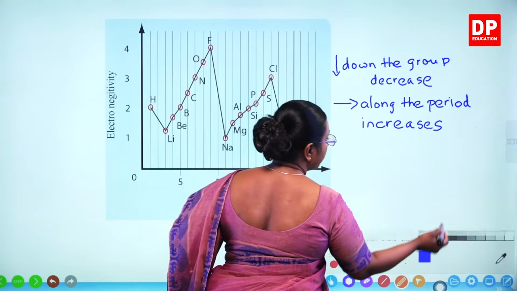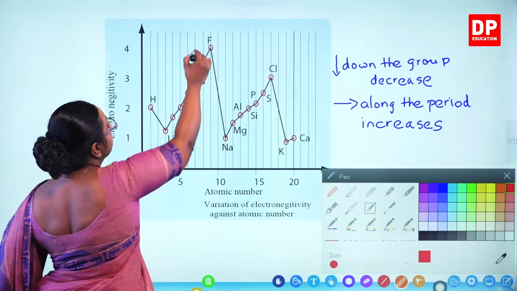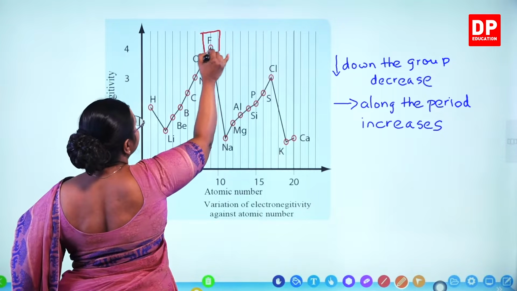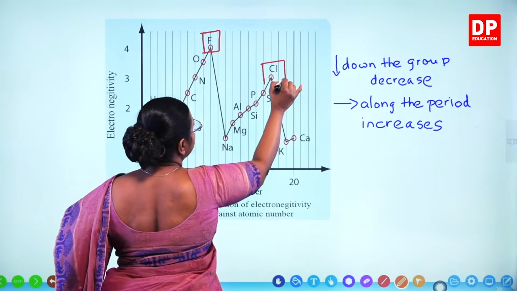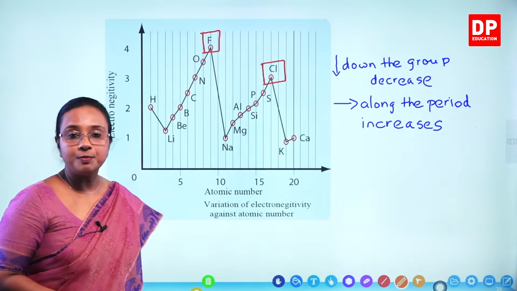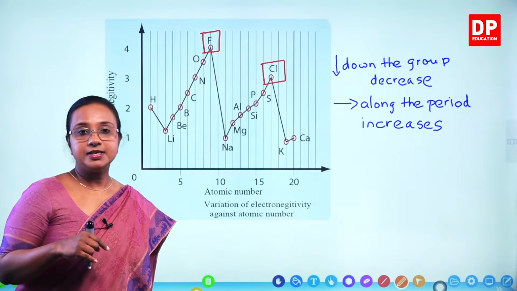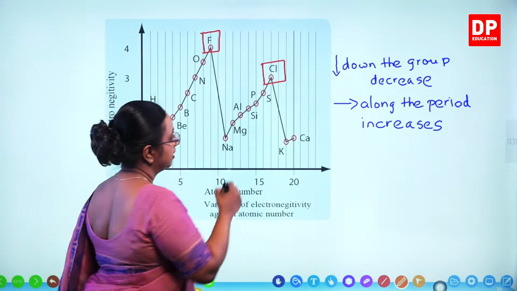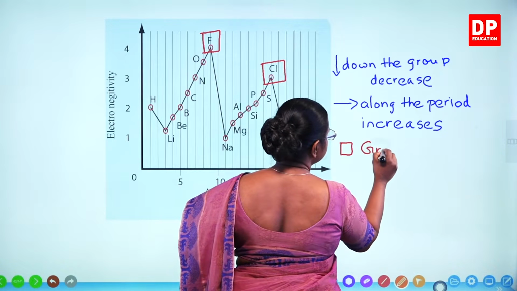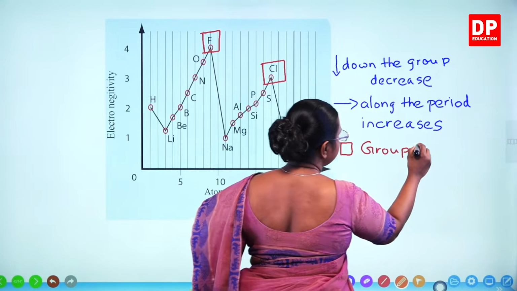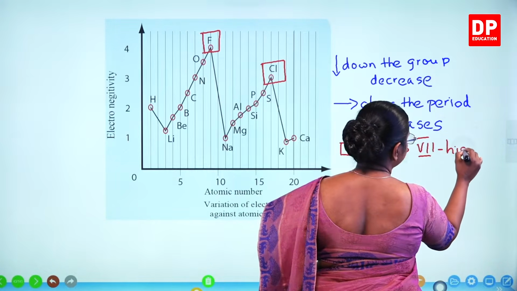And also you can notice that always the group 7 elements, fluorine and chlorine, are at the top of the graph. So, the topmost point is group 7. So, here you can see I have marked group 7. Group 7 usually has the highest value.